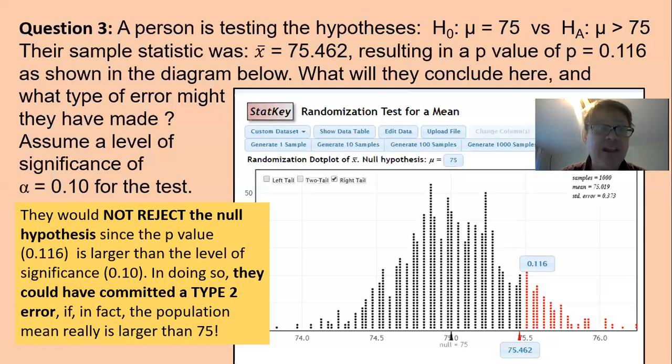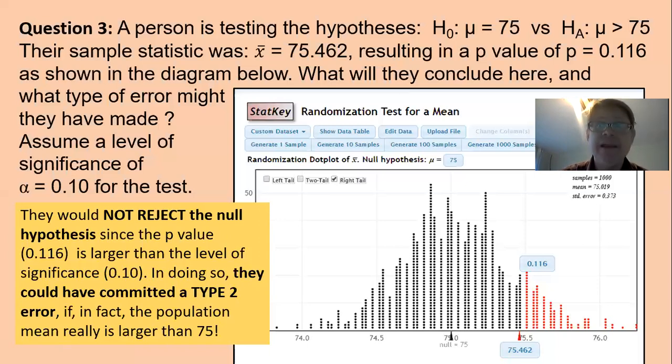Because the p-value is larger than the significance level, that means that we're going to not reject the null hypothesis. We're going to fail to reject it. We're going to be conservative. Now, in doing that, it's possible that we've made what we call a type 2 error because we failed to reject the null hypothesis. It could be that maybe the null hypothesis is false.